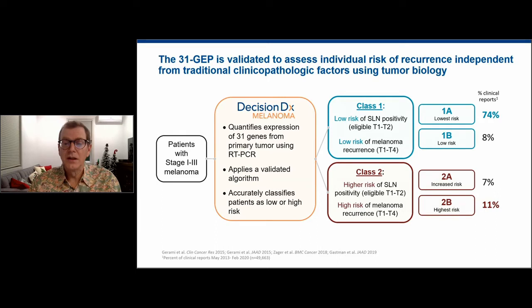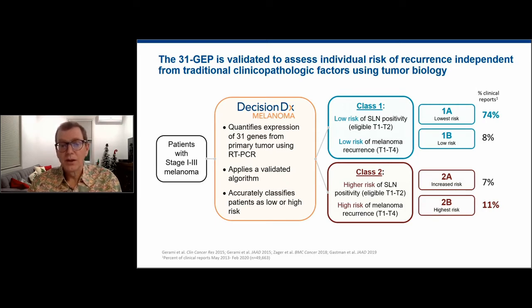But ultimately, when you do these tests, 74% are going to come out as 1A, 11% as 2B. And so most of them are going to come out either very telling towards the low risk or high risk end, with 15% making up the intermediate risk group. And so what are these risks? Well, one is for melanoma recurrence risk, and we will talk about that.